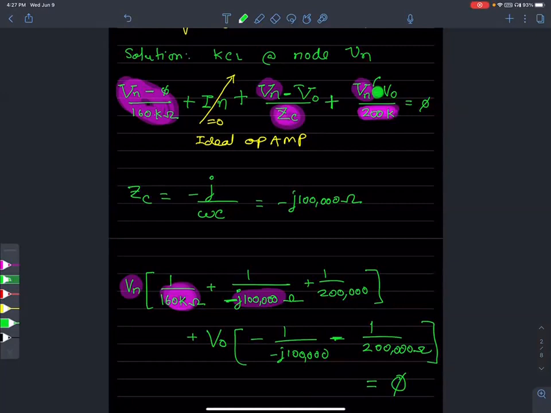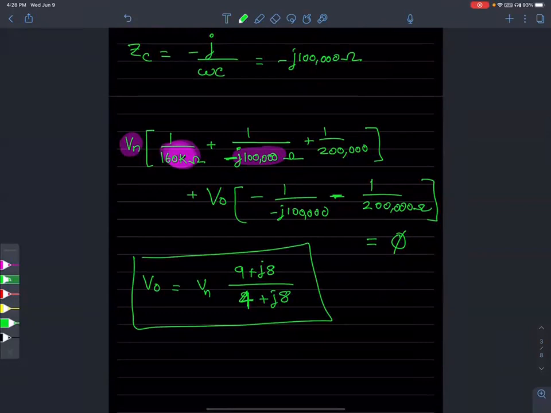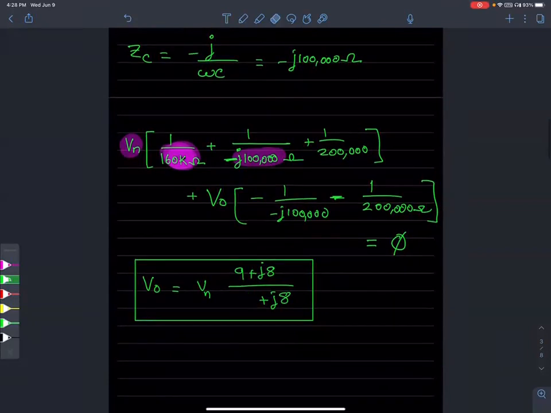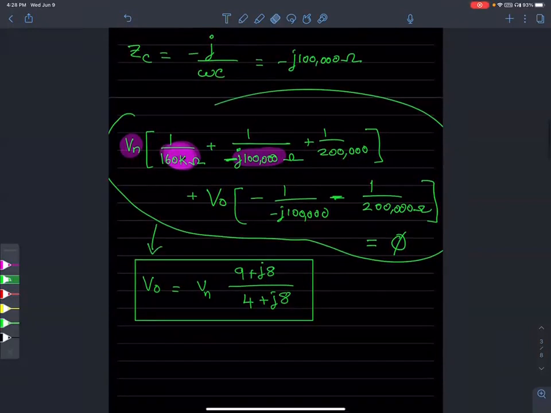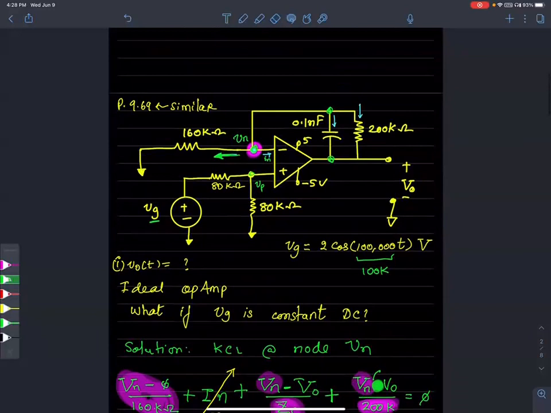We can simplify this and get an expression. There's only two variables here, Vn and V0. So you simplify this, you're going to get something that looks like V0 equals Vn times (9 plus j8) by (9 minus 4 plus j8). Everybody with me so far? There's not a whole lot from this step to this step. It's just manipulating algebraically and making sure that you account for all these numbers. Questions, please. So this is as far as we can get by writing a KCL at node Vn.